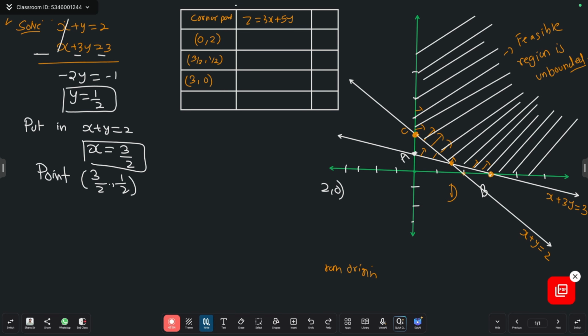Here at 0 comma 2, what is the Z value? 3 into 0 is 0, 5 into 2 is 10. So 10 is coming. At 3 comma 0 it is 9. At 3 by 2 comma 1 by 2: 3 into 3 by 2 is 9 by 2, and 5 into 1 by 2 is 5 by 2. 9 plus 5 is 14 by 2, so 7 will come.